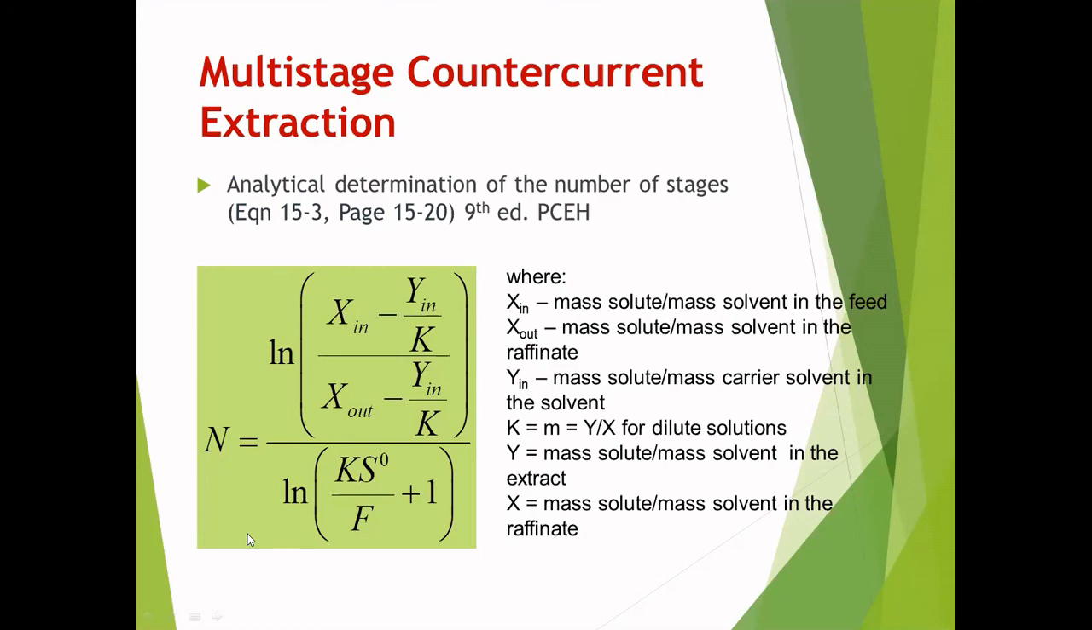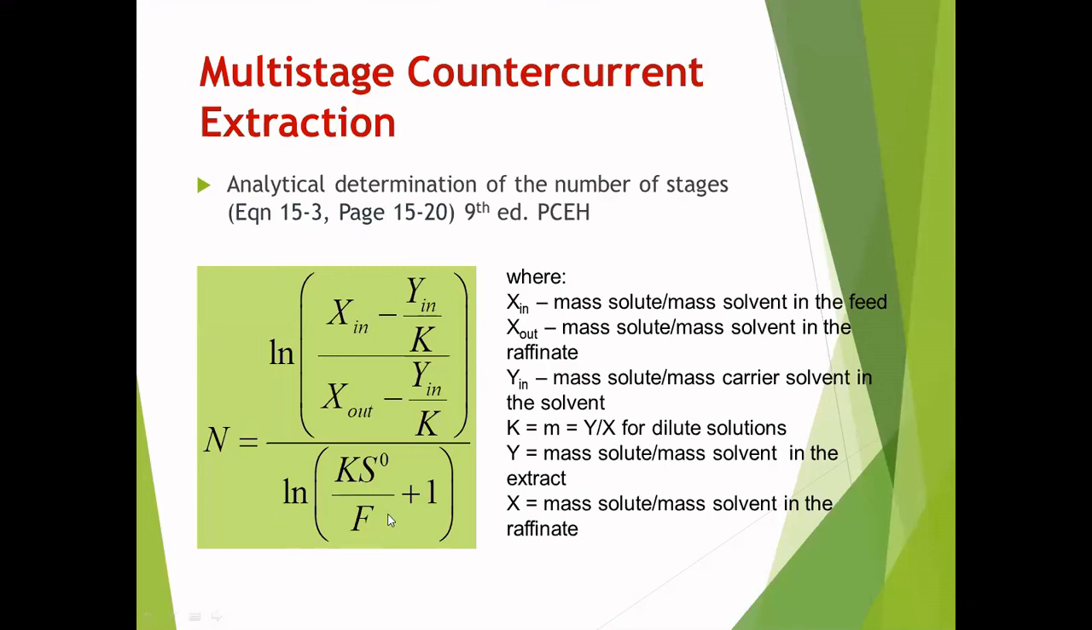In extraction, it's the same Kremser equation that we will use to determine the number of stages analytically. The answers that you will get if you use the Kremser equation and this one would be very far from each other. They will not be equal. Now, why won't they be equal?